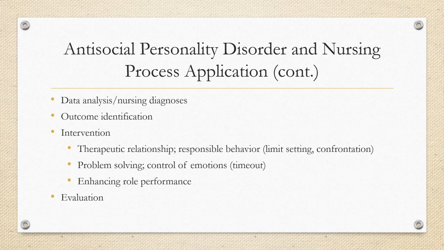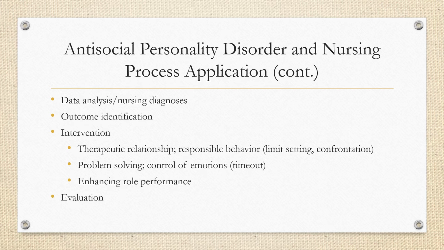There are 3 parts to limit setting: stating the unacceptable behavior, identifying the consequences, and identifying the acceptable behavior. This may look like, "You cannot continue to interrupt others in the group. If you continue to do so, you'll be asked to leave group. You need to wait your turn to talk." Remember not to be punitive when you set limits with a patient. You need to remain calm and non-judgmental.